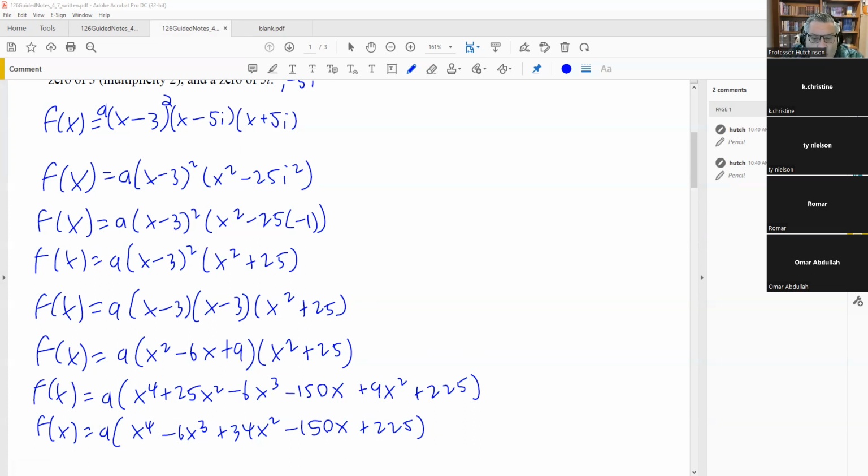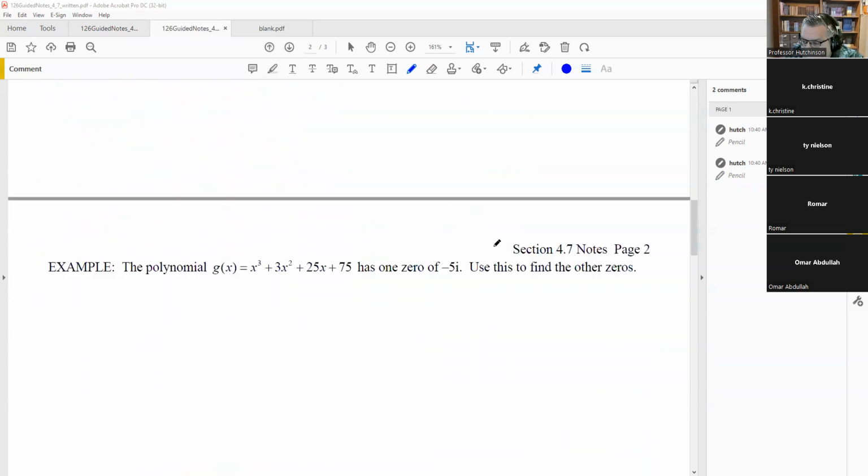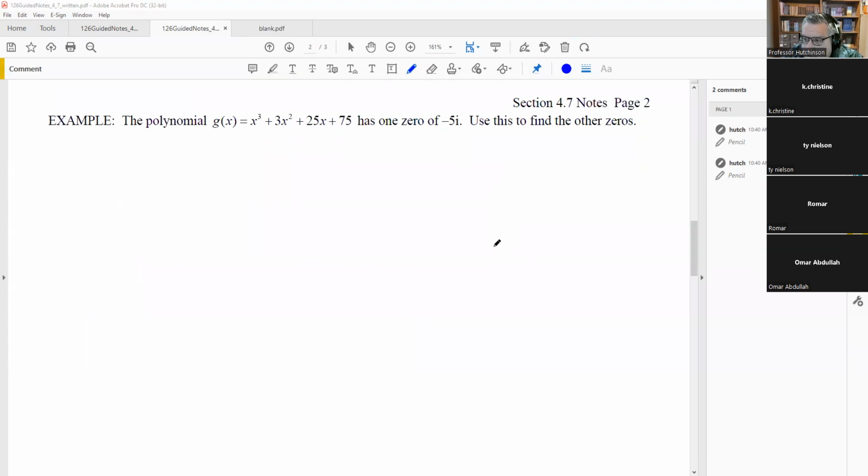All right, so next thing we're going to take a look at is this one right here. We'll jump down to this next one. Okay, so for this here, this polynomial has a zero of negative 5i. Use this to find the other zeros.